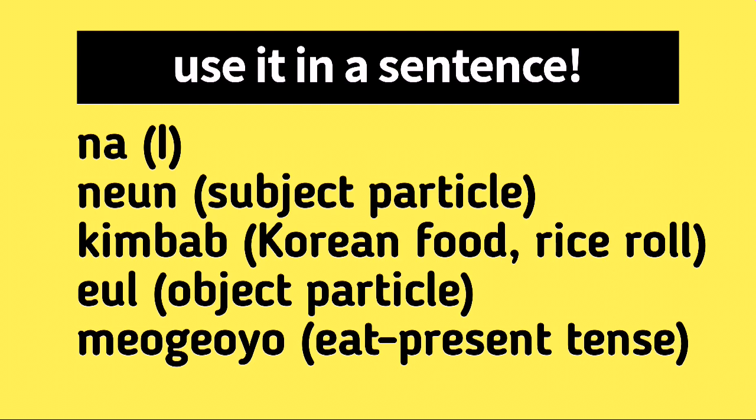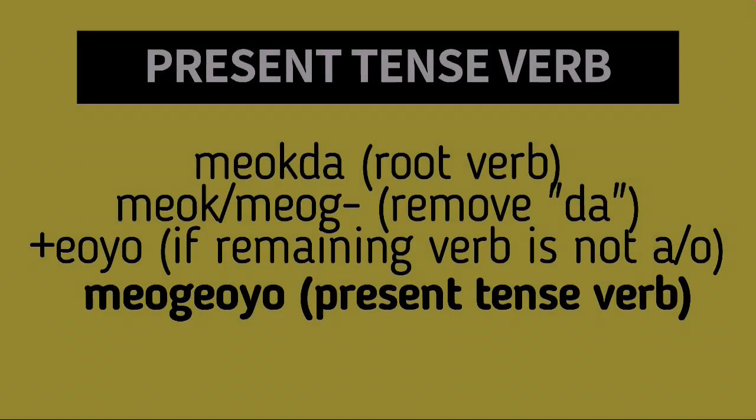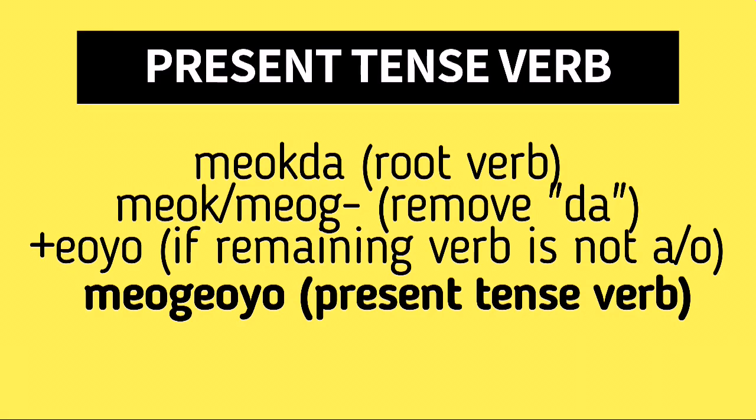Now we already know how nanon and kimbap을 are formed. Now let's learn how mogoyo is formed. If you would remember, our word for today is meokda, and this is a root verb. How are we going to transform it into mogoyo? We will use the usual process. We will remove da from the root verb, leaving behind mok. And since the last vowel sound of the remaining verb mok or mug is not a or o, we will add oyo.